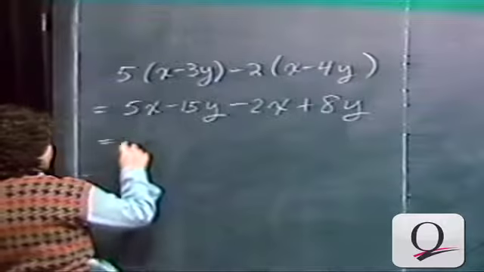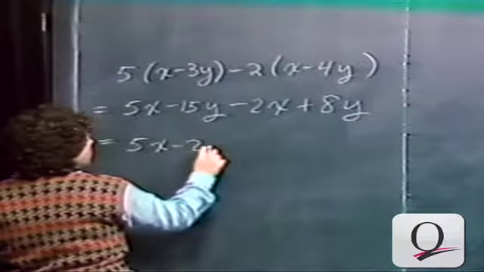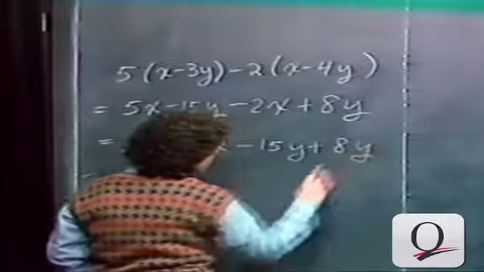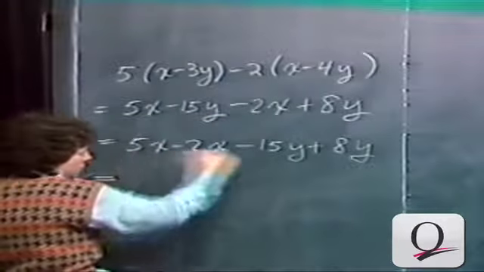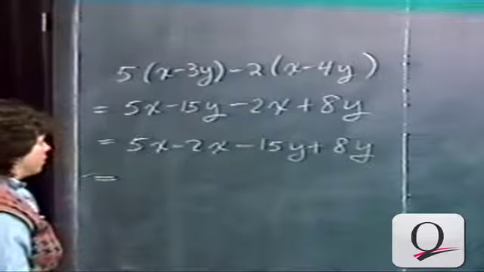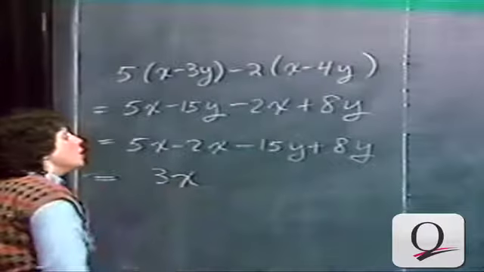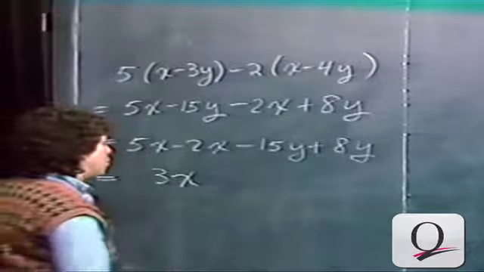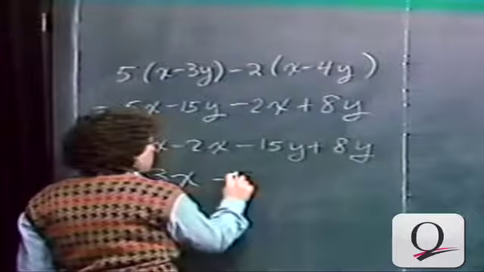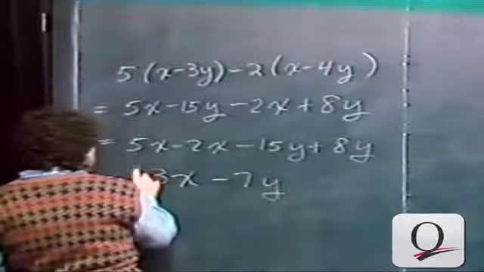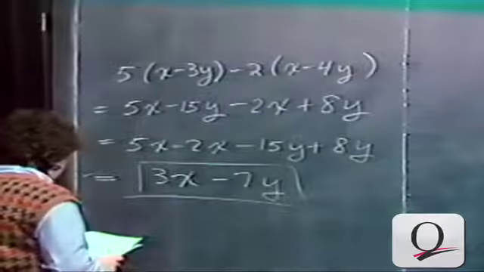We have now 5x minus 2x minus 15y plus 8y. And hopefully you'll be able to eliminate this step very shortly. 5x minus 2x gives us 3x, minus 15y plus 8y, minus 15 plus 8, minus 7y. So we get 3x minus 7y as our answer.